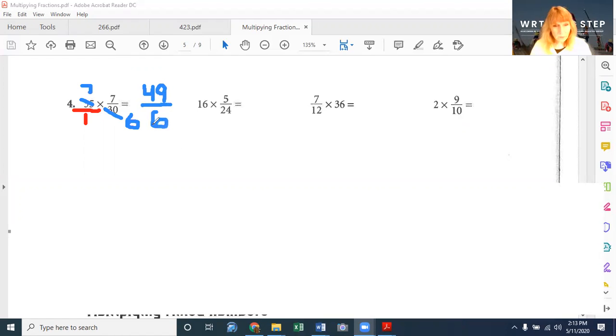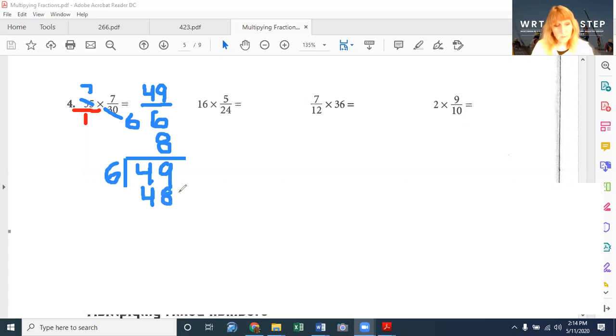And now I have to do my step of dividing. What number goes on the inside of my division house? Exactly, my 49, the top number. And I divide, the outside number will be a 6. How many 6s go into 49 without going over? 6 times 8 is 48, right? So 8. 6 times 8 is 48.